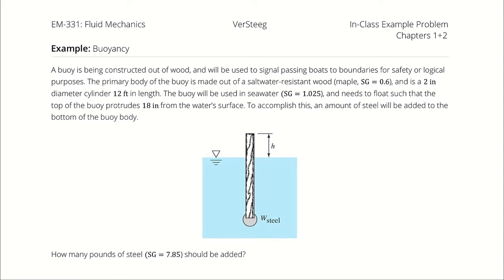To accomplish this, an amount of steel will be added to the bottom of the buoy body. How many pounds of steel, with a specific gravity of 7.85, should be added?